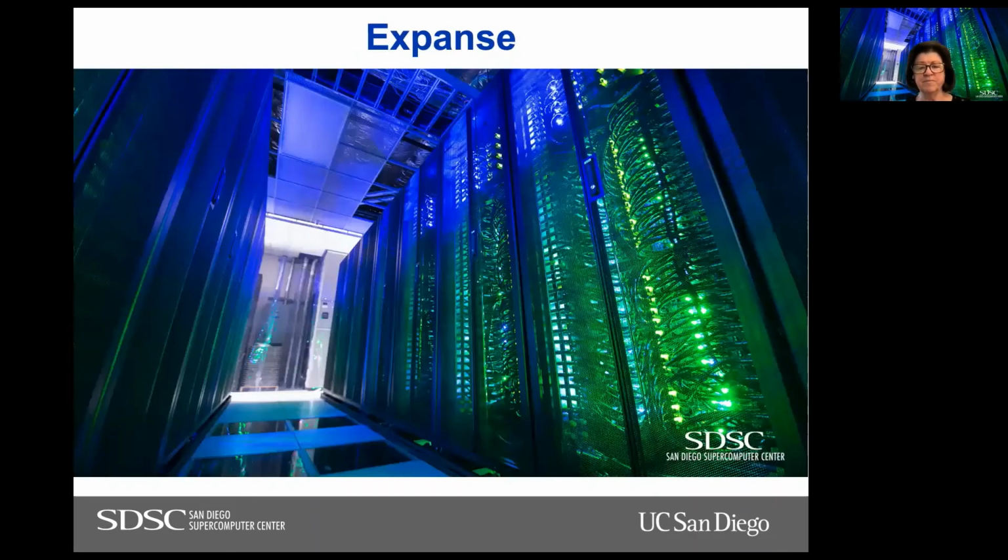So this is a picture of Expanse. It's in my background, you can see it. It's a big machine with lots of colorful lights in there that illuminate the fact that it's liquid cooled. These are called the racks, or the scalable compute units.